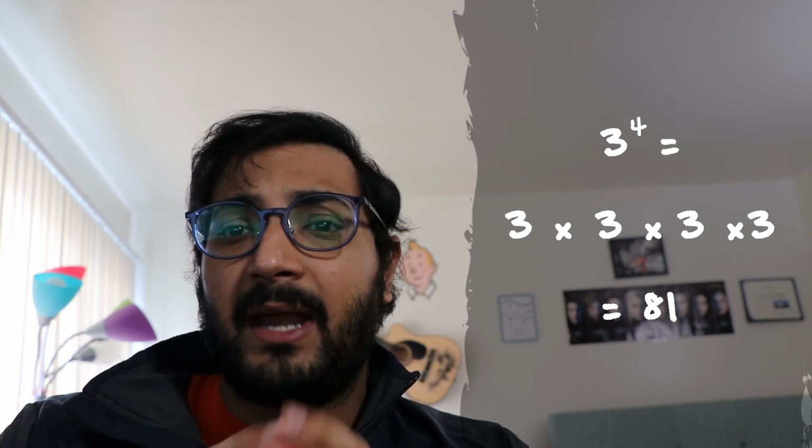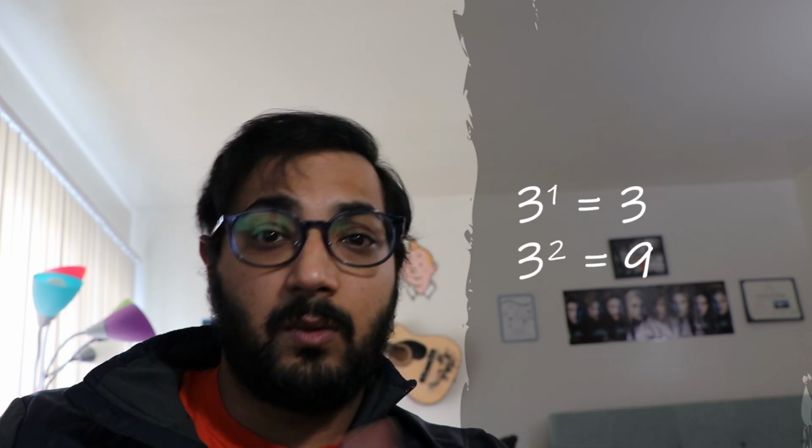But what happens if we write 3 to the power 0? Well, you might be inclined to think that this will equal 0 because we don't multiply 3 any number of times. But that's actually not correct. It equals 1. And I will try and explain why this equals 1.